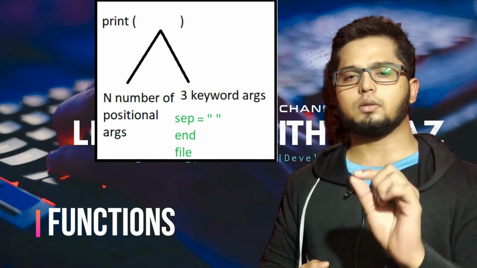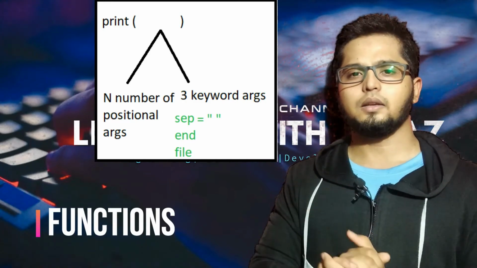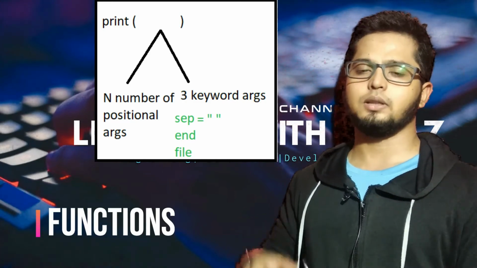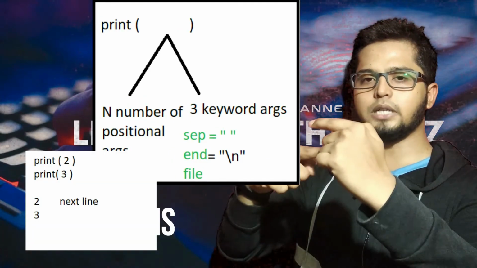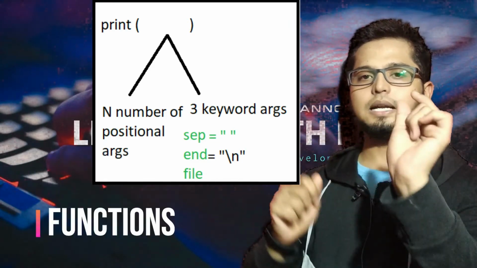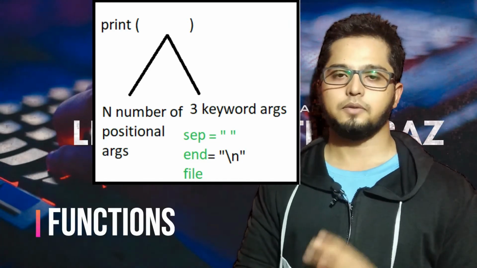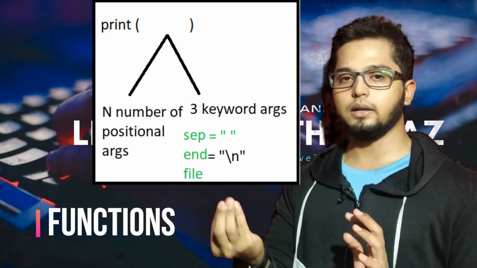Second is the end keyword. The end keyword's default value is \n, that is a new line. So if you write two print statements one after the other, the next one prints on the next line because of end's default value. If you want, you can replace it with some other value. I will explain that in the implementation part.